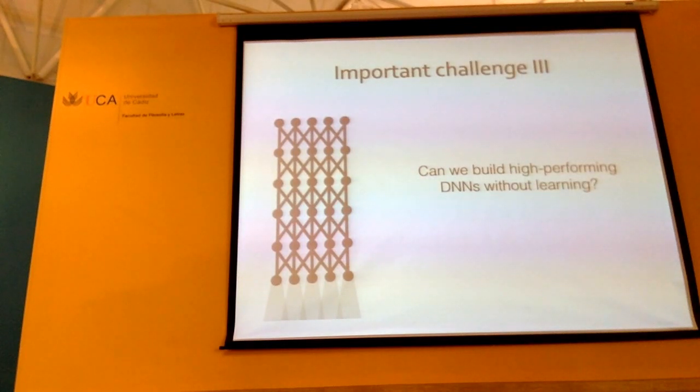And the third challenge, which goes in a similar direction: can we build high-performing DNNs without learning? Because that means that we kind of understand what's important. I consider learning at the moment as a way to generate a good hypothesis, and ideally at some point we understand what the crucial ingredients of representations are in order to do efficient visual inference, such that we can basically handcraft them.